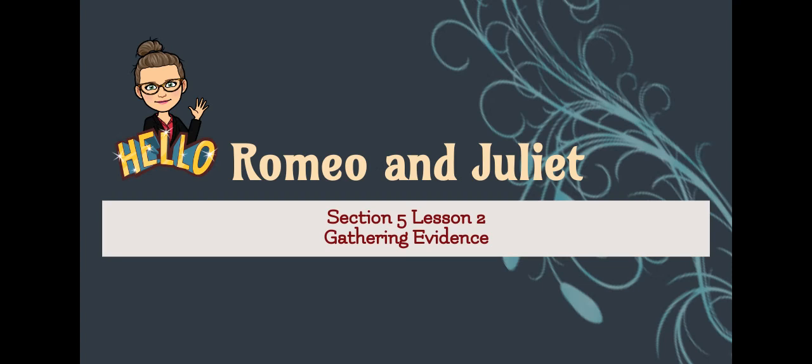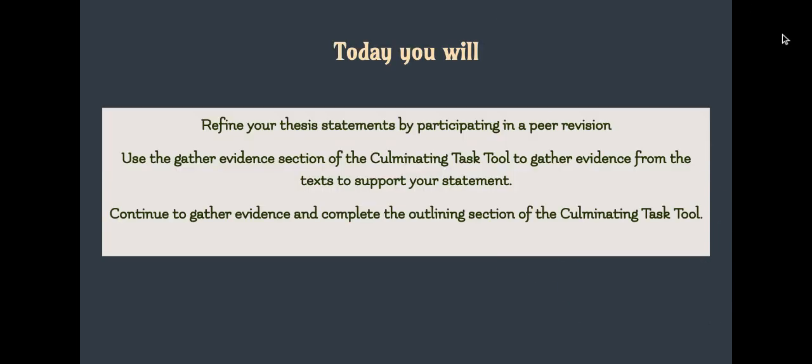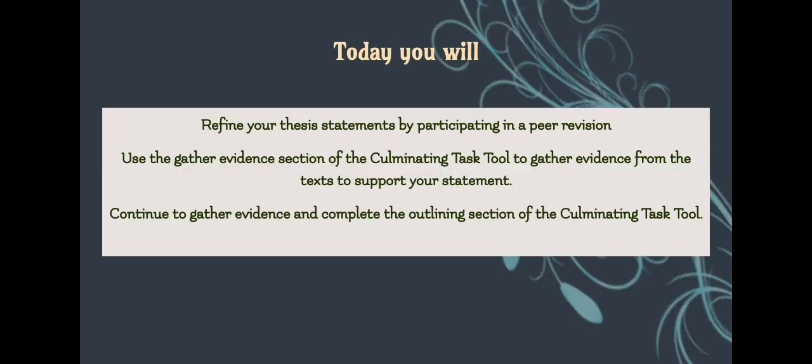Hello, and welcome to Romeo and Juliet, Section 5, Lesson 2, Gathering Evidence. Today, you will refine your thesis statements by participating in a peer revision. You will use the Gather Evidence section of the Culminating Task tool to gather evidence from the text to support your thesis statement. You will continue to gather evidence and complete the outlining section of the Culminating Task tool.